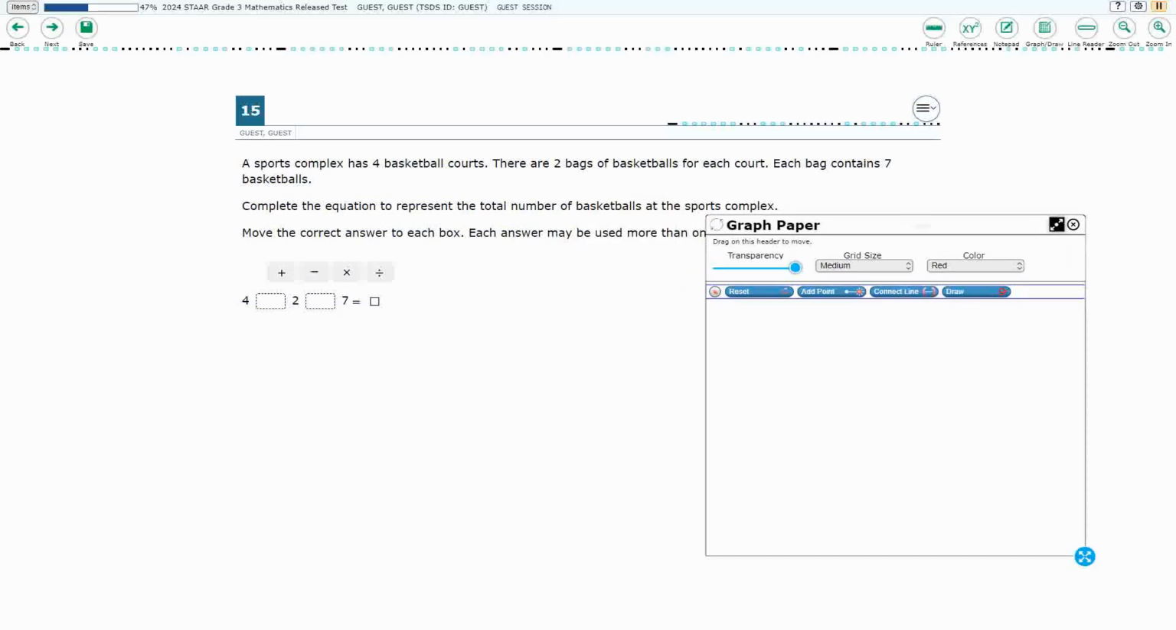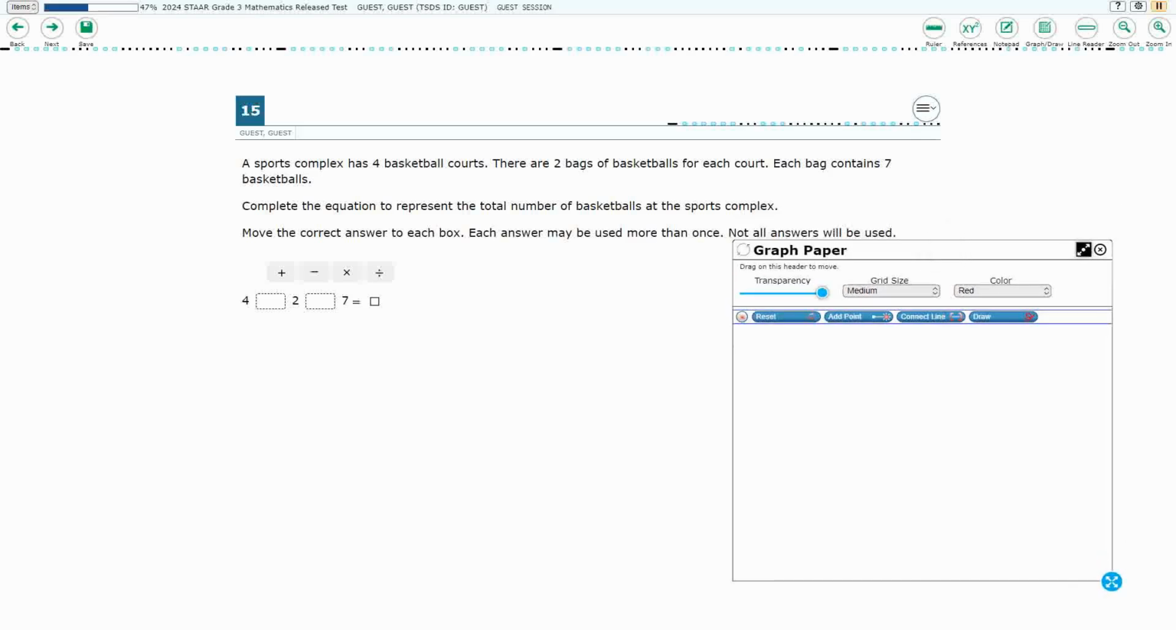So this is a 2-point problem, right? We need to move these operations into these two blanks, and you'll notice that we can use the same operation twice if we really wanted to. And if you want to get rid of it, you just move it up and out. You'll get that trash can symbol. So you can use different operations, or the same operation twice if you want to.